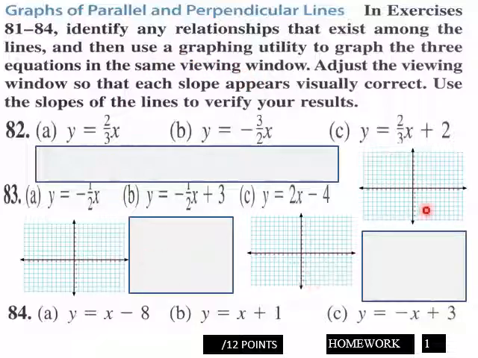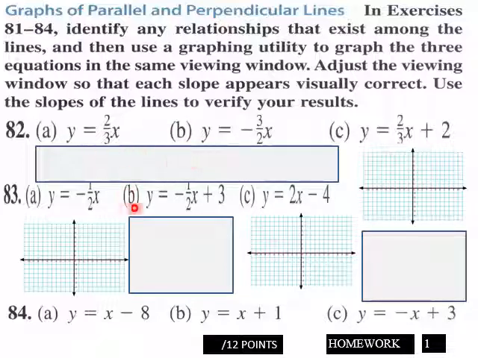So you've got grids here to graph 82, 83, and 84. Graph each one of these lines on your independent grids here. Adjust the viewing window so that each slope appears visually correct. Use the slope of the lines to verify your results.